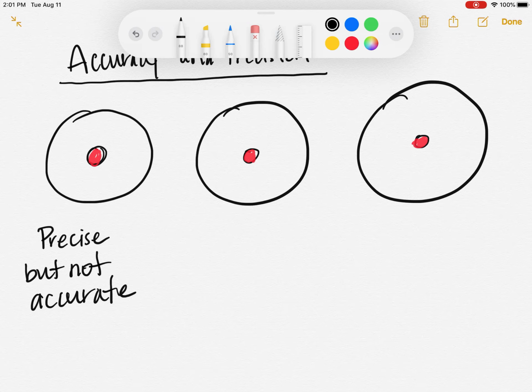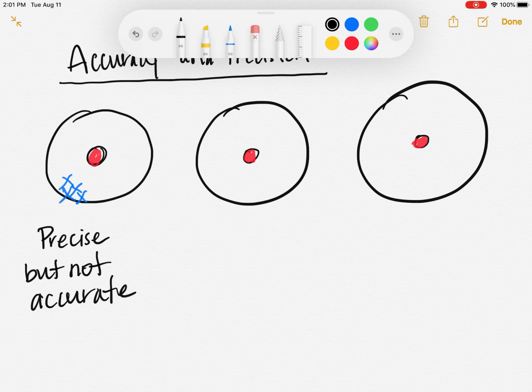So what would it look like if your dart throwing skills were precise but not accurate? Well, if we're not accurate, we're not hitting the bullseye, right? But if we're precise, that means our darts are hitting relatively close together on all of my trials. So for example, maybe this would be precise but not accurate, right? Think about it. All four of those darts are pretty close together, yet none of them are close to the bullseye. So precise but not accurate.